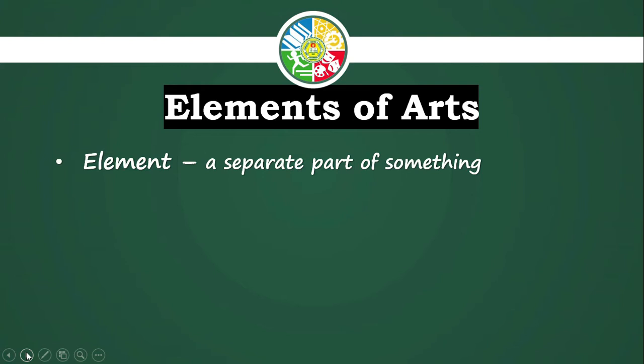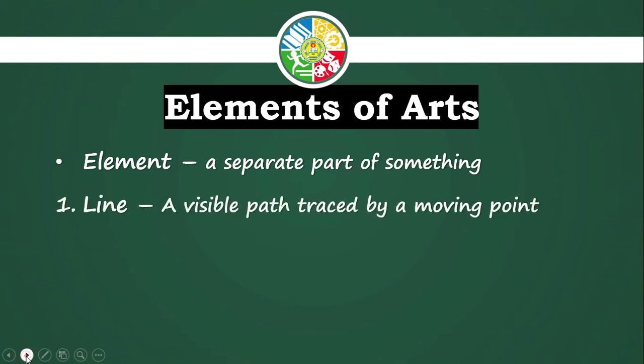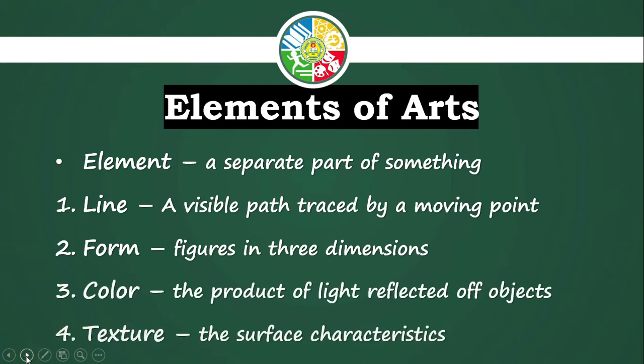So therefore, the elements of art refers to the individual structure of the artwork itself, such as the line, the form, the color, and the texture. Basically, the following are just the basic elements in a certain artwork. For example, in drawing, the basics are line, form, color, or texture. For us to easily understand, let us describe or define each of them.